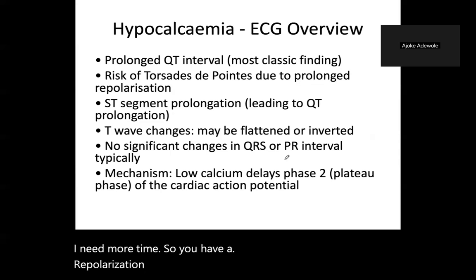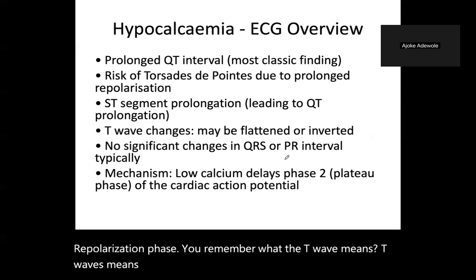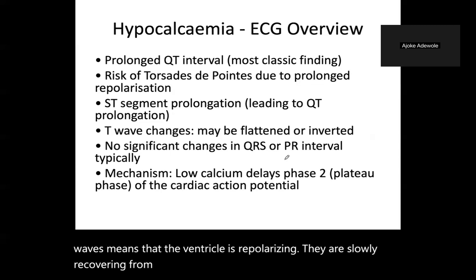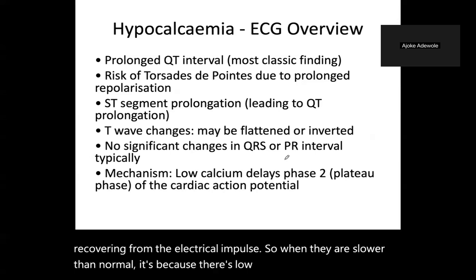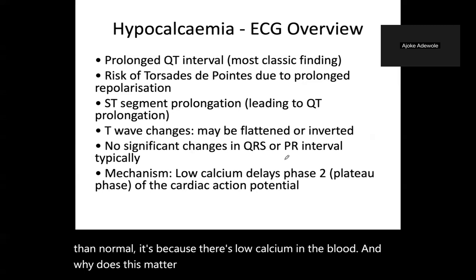You remember what the T wave means? T wave means that the ventricle is repolarizing. They are slowly recovering from the electrical impulse. So when they are slower than normal, it's because there's low calcium in the blood. And why does this matter? Because we know that low calcium slows down the reset phase of the heart cells.